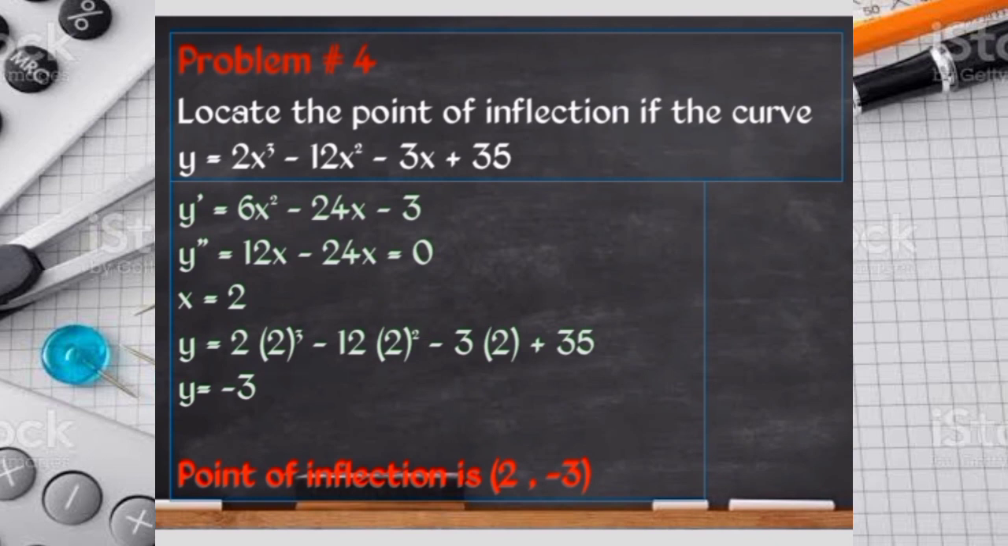Problem number 4. Locate the point of inflection of the curve y equals 2x cubed minus 12x squared minus 3x plus 35. y prime equals 2 times 3 equals 6x squared minus 12 times 2 equals 24x minus 3.